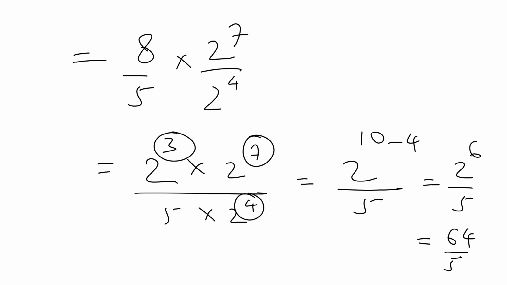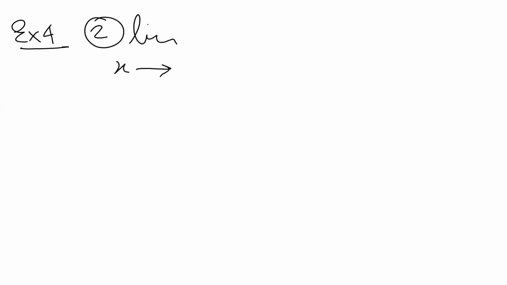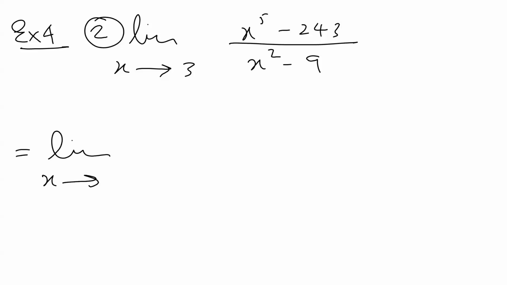Okay. Exercise number 4, question number 2. Limit x approaching 3, x raised to 5 minus 243 upon x square minus 9. Limit x approaches 3, x raised to 5 minus 3 raised to 5, factorize it, x square minus 3 square.